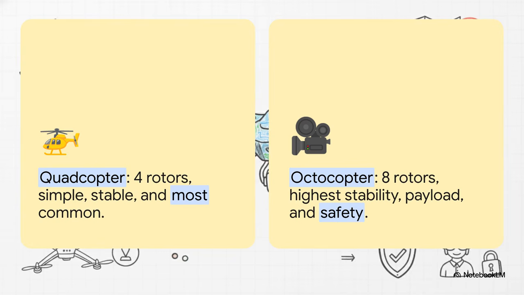So a huge part of this is just choosing the right tool for the job. You've got to balance the simplicity of 4 rotors against the heavy-duty redundancy of 8. A quadcopter is definitely the most common. It's simple, highly stable, and great for standard photos. But an octocopter? With its 8 rotors, it offers maximum stability and, crucially, redundant safety. If one motor suddenly burns out mid-flight, the other 7 actually compensate. It's an absolute lifesaver when you're flying tens of thousands of dollars of cinematic gear.